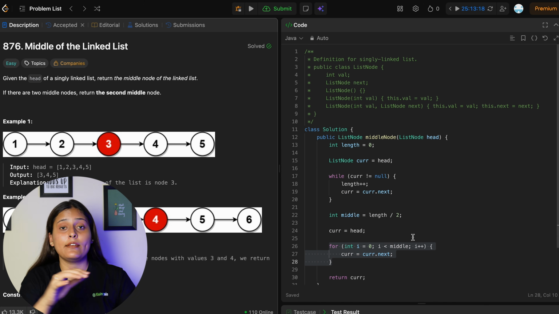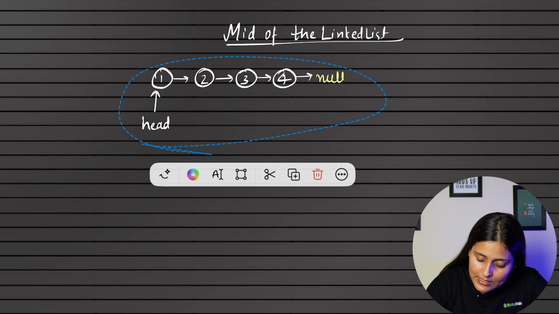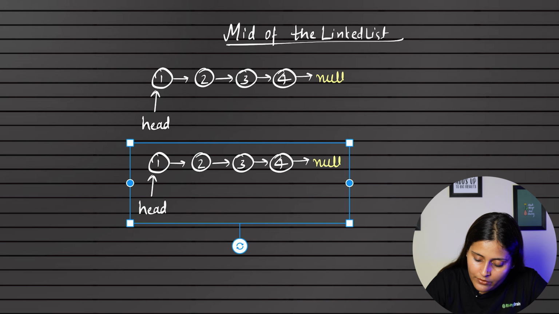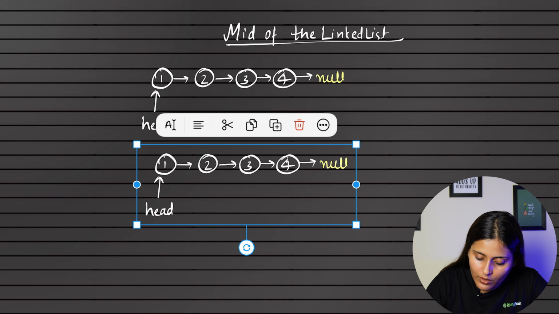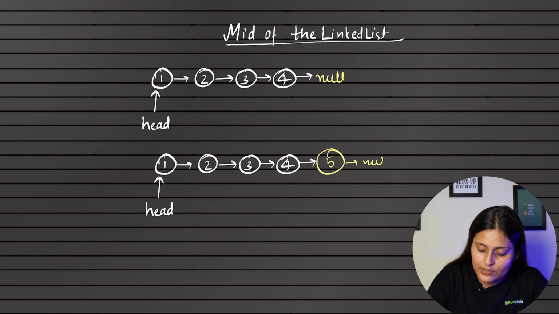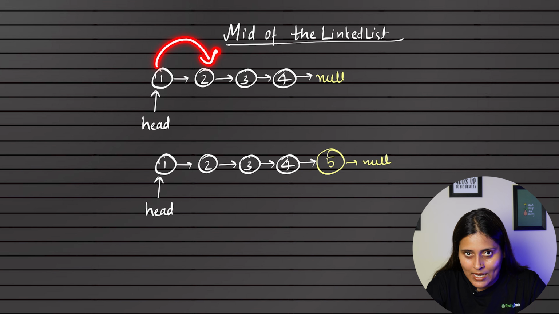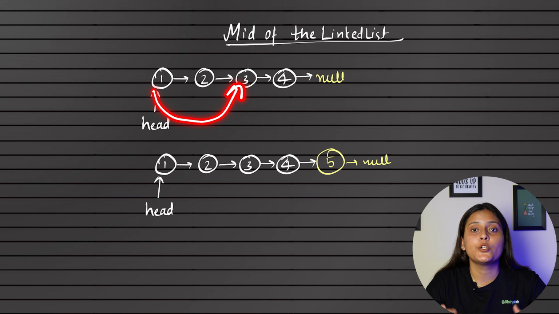Now let's see how we can write the optimized code. And for that I would like to take 2 examples. One is for even and one is for odd. Okay, so let's say we have 5 here also and null. That's it. Okay, so the second approach which helps us to get the mid element in just one iteration is slow and fast pointer. And what does that mean? It means slow will always move one step and fast will always move 2 steps.